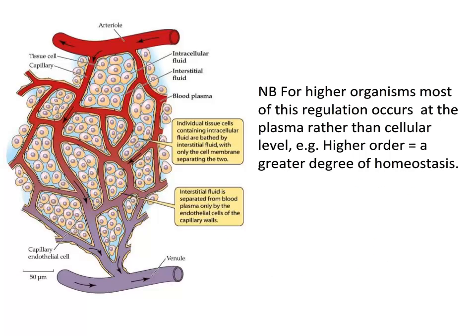Just as an aside and a note, remember when we talk about higher order organisms, regulation occurs at a plasma, at a tissue level rather than a cellular level, and occurs at many levels because we have many different internal and external environments in vertebrates, for example.